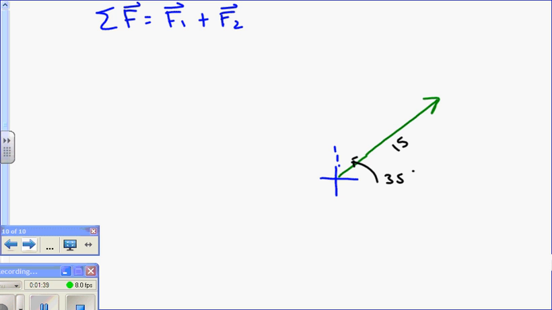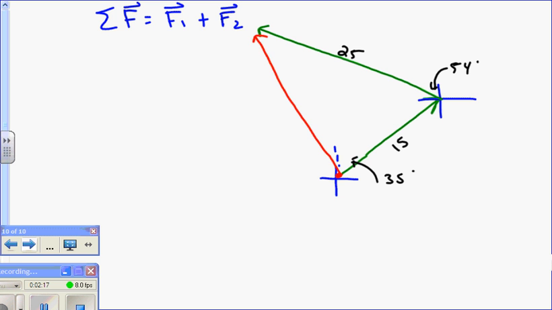After that, we need to add our second vector, which is 25, and it's north 54 degrees west. So north is up and 54 degrees to the west, and it's a bigger angle, something like that. So this one is my 25. Here's my 54 degrees. And my resultant vector then is from where I started to where I ended. So this must be my net force vector.